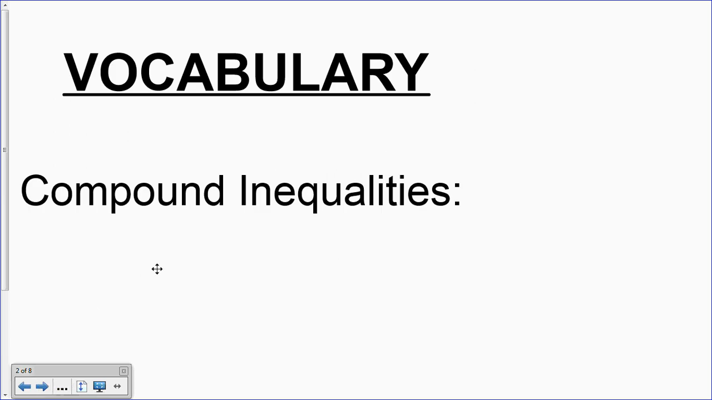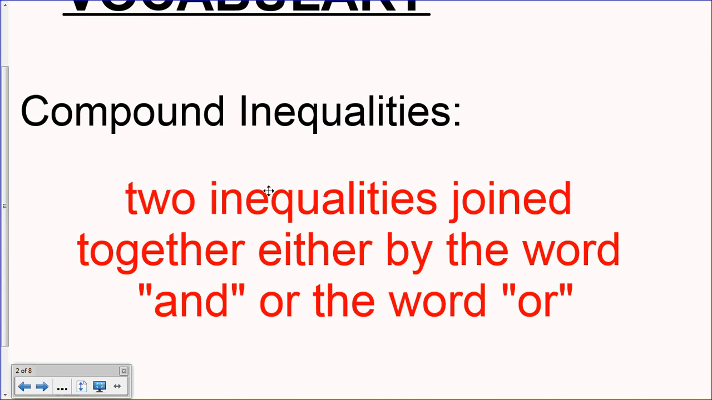We'll start off with the vocab. Compound inequalities are actually two inequalities joined together by either the word and or the word or. What that does is it makes it so we have an even more restricted set of solutions. So instead of saying it can be anything greater than 4, we might say it can be anything greater than 4 but still smaller than 10. Or we can do it the other way. We can say it can be anything less than 4, or it could be anything greater than 10.